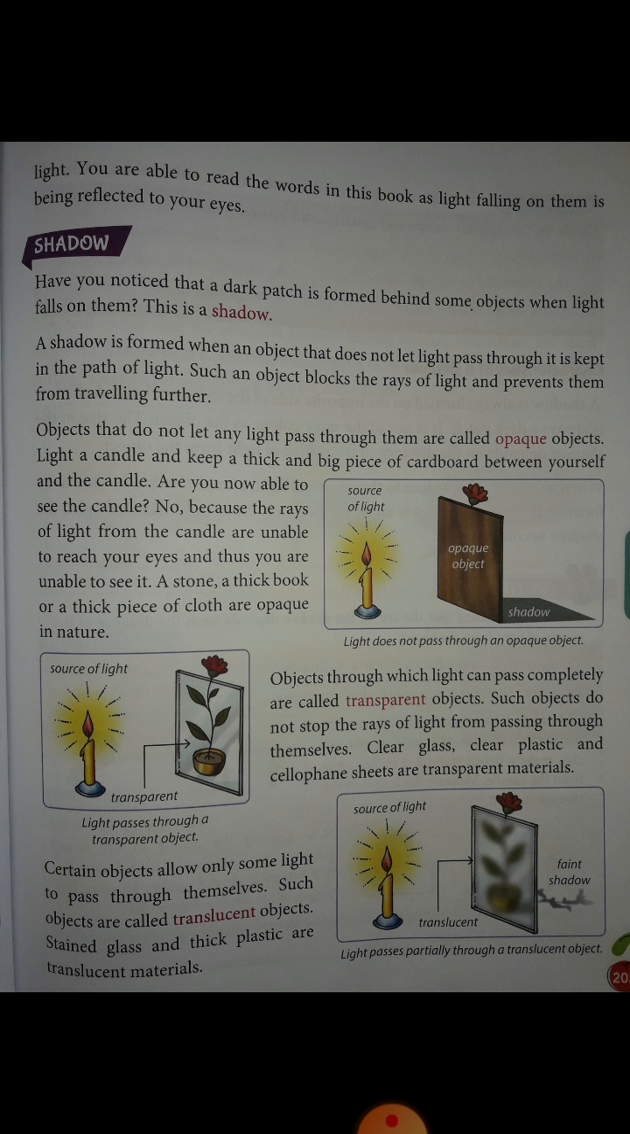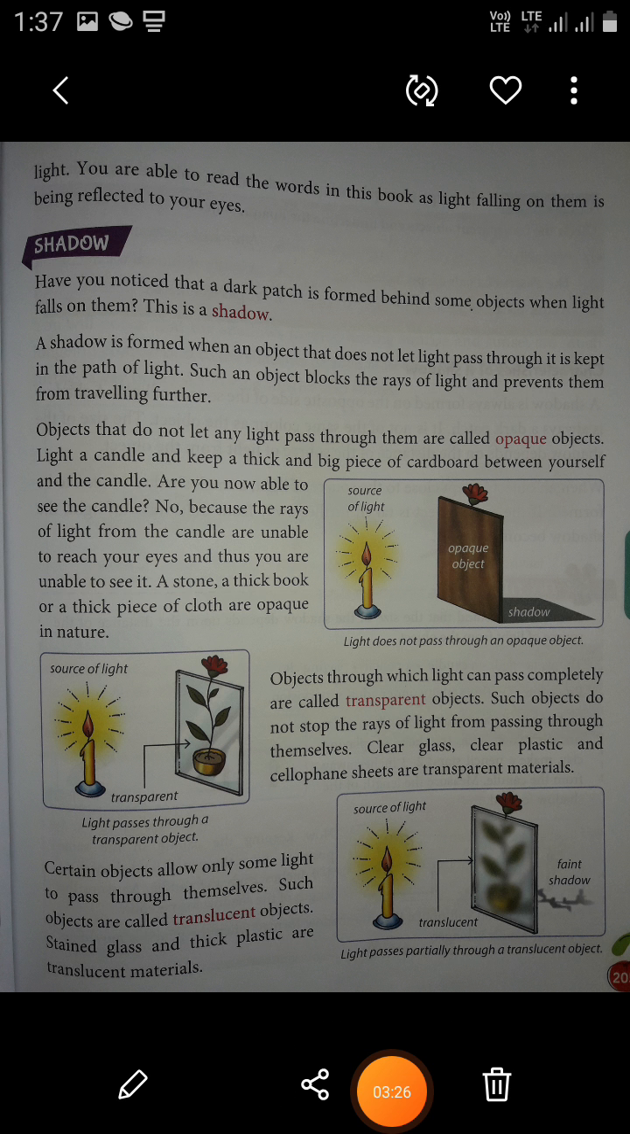Light a candle and keep a thick and big piece of cardboard between yourself and the candle. Are you now able to see the candle? No, because the rays of light from the candle are unable to reach your eyes and thus you are unable to see it. A stone, a thick book, or a thick piece of cloth are opaque in nature.